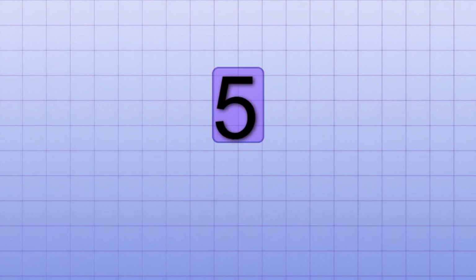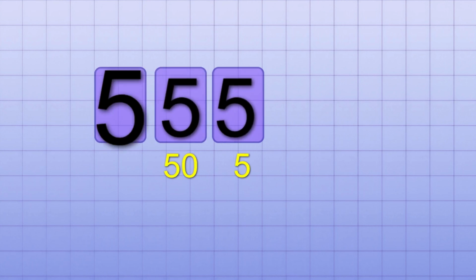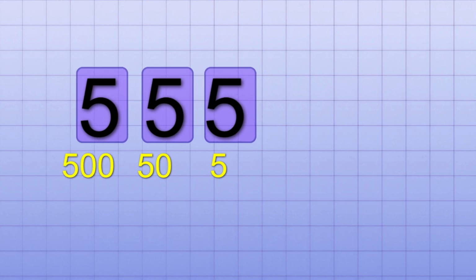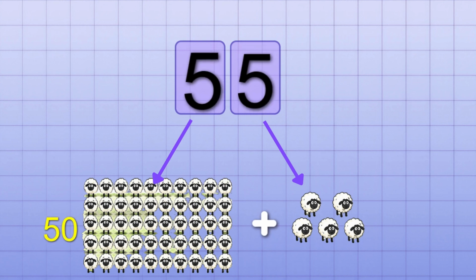People agree that a 5 in the ones place means 5. A 5 in the tens place means 50. A 5 in the hundreds place means 500. So let's go back to our 55 sheep. The 5 on the right is in the ones place, so it means 5 sheep. The 5 on the left is in the tens place, so it means 5 tens or 50 sheep. 50 sheep plus 5 sheep, that is our 55.